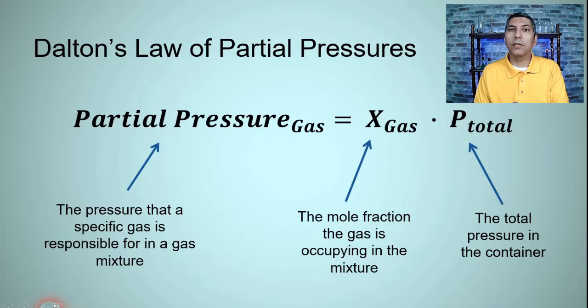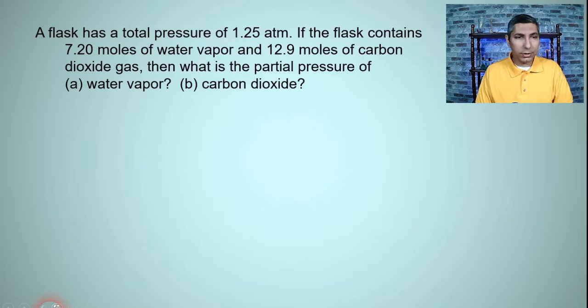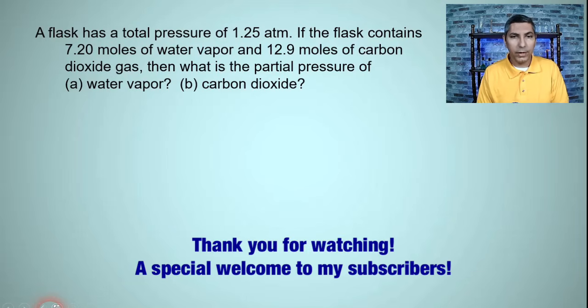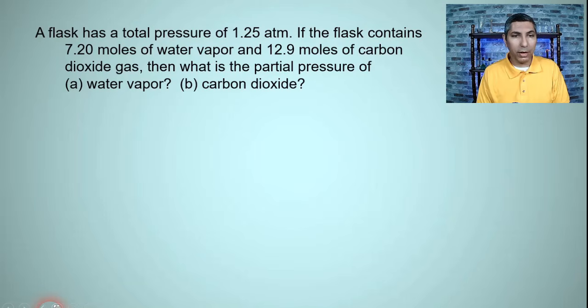Now, let's do a couple of examples with this gas law. Here's an example. A flask has a total pressure of 1.25 atmospheres. If the flask contains 7.20 moles of water vapor and 12.9 moles of carbon dioxide gas, then what is the partial pressure of part A, water vapor, and part B, carbon dioxide?